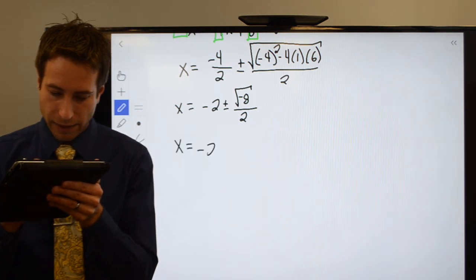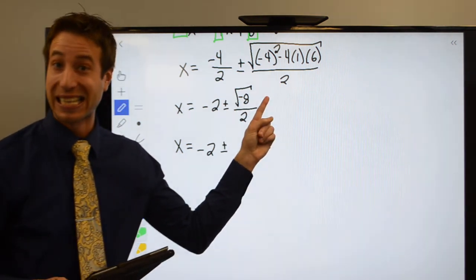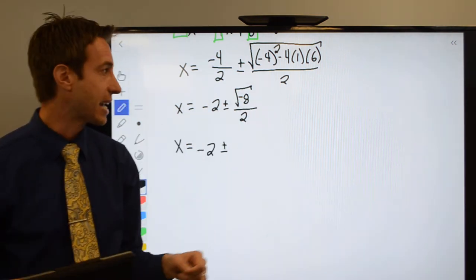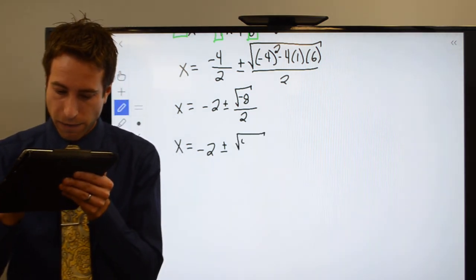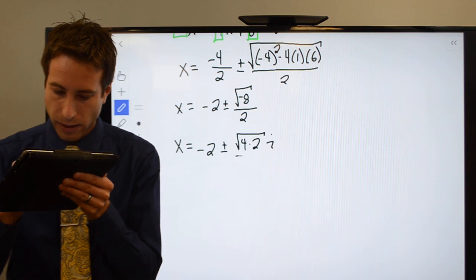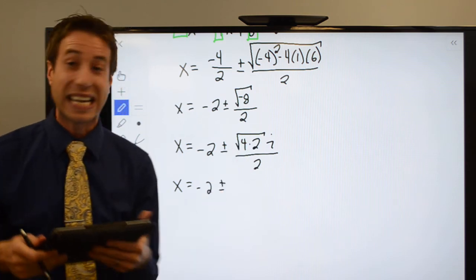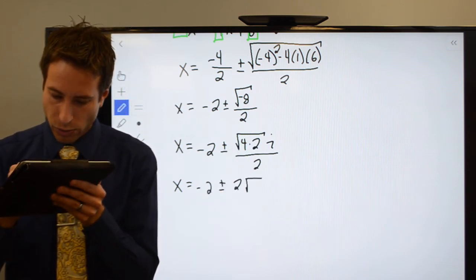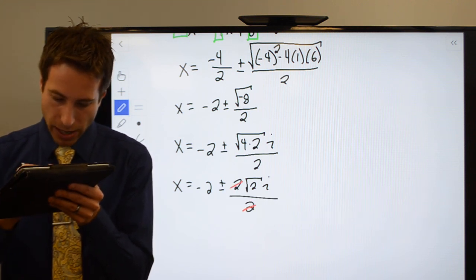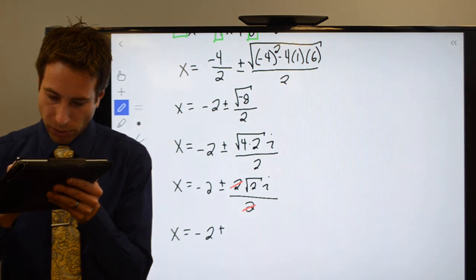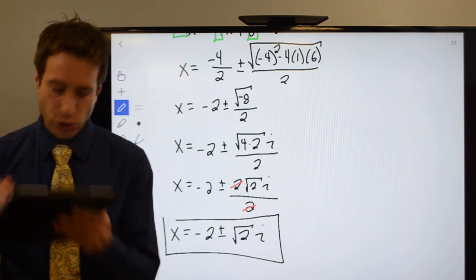x is equal to negative 2 plus or minus. The square root of a negative number is going to come out as an i. We represent imaginary numbers with the i. But the 8 can be broken up into a 4 and a 2, so I'll have the square root of 4 times 2i, all over 2. x is equal to negative 2 plus or minus. The square root of 4 is 2, so 2 square roots of 2i over 2. The 2's will cancel, and I wind up with x is equal to negative 2 plus or minus the square root of 2i. All right, those are my x-intercepts.